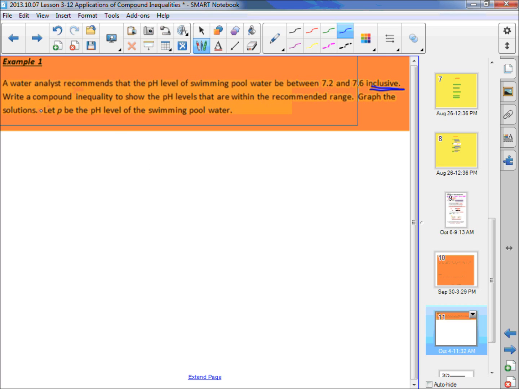And right here, the word compound inequality, that means, if you see compound, it means multiple. So we're going to write an inequality that has multiple symbols. The variable that we're going to use is P. It tells us the word between.